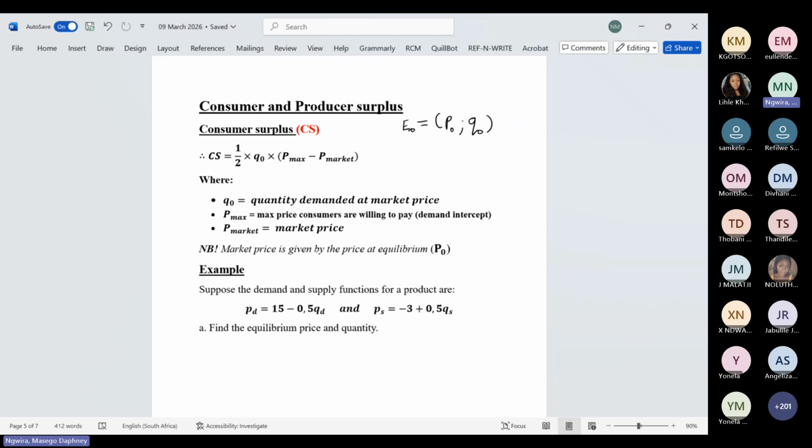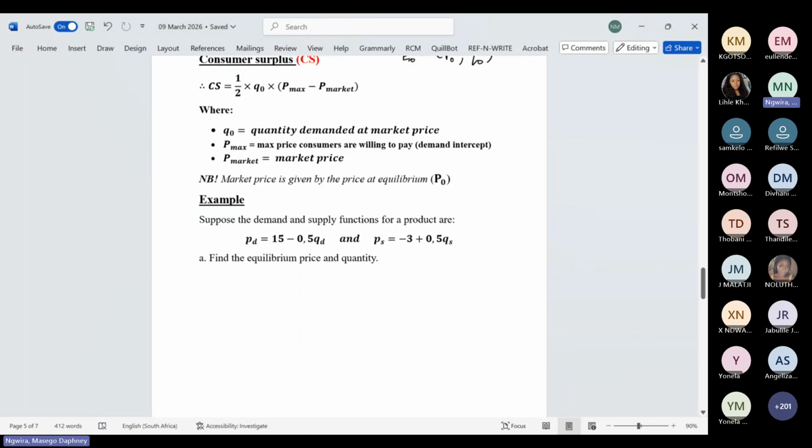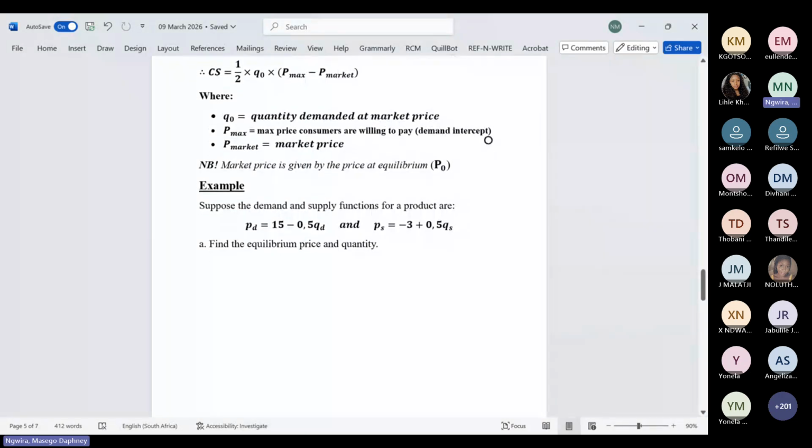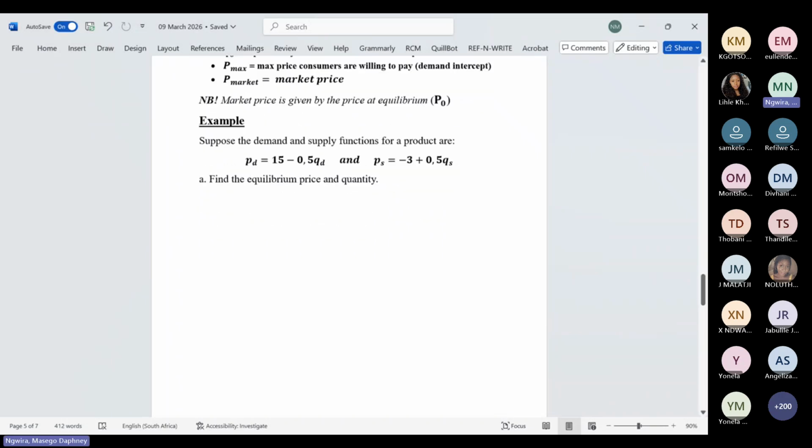So now let's look at the example. I'll try to incorporate this with the graphs on your study guide, and let's see if it makes sense. The example says, suppose the demand and supply functions for a product are given, and find the equilibrium price and quantity. Immediately when they say equilibrium, it means we must equate.